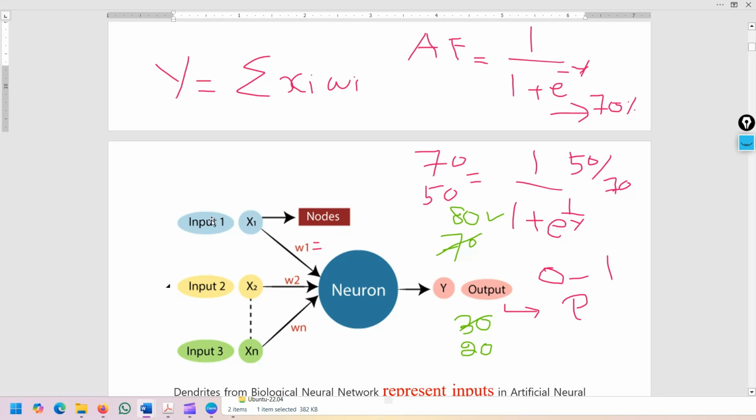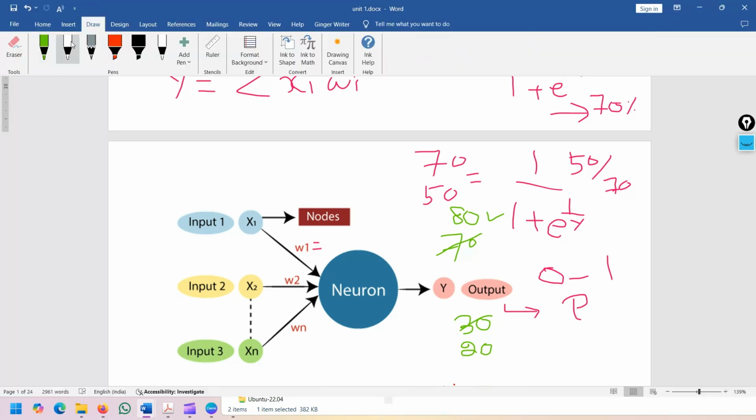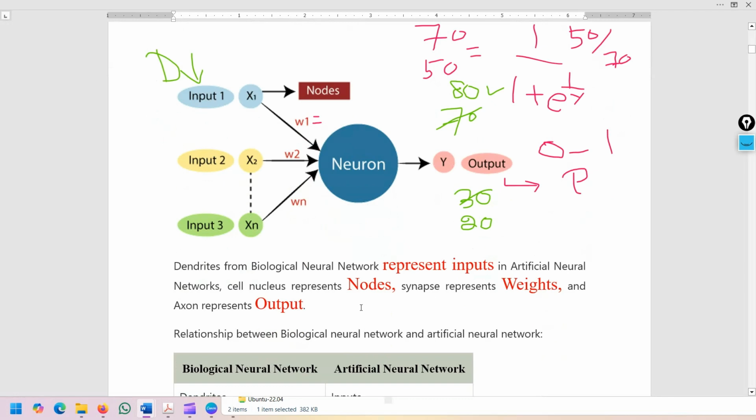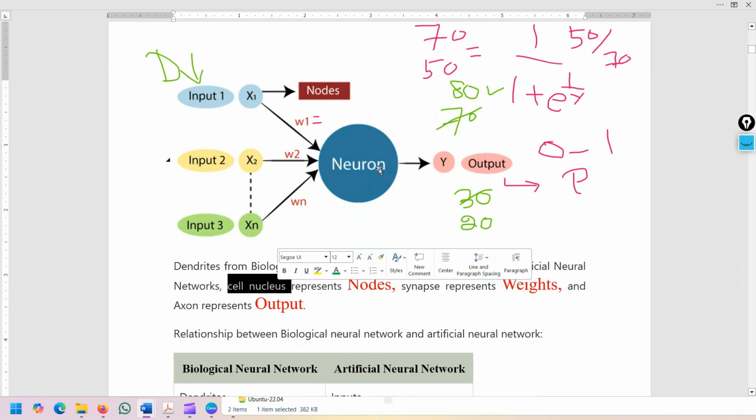Think about the dendrite value. Dendrite means the input value. Dendrite corresponds to the input. After that, we have to represent the four units. Dendrite is there, and this corresponds to the neuron. Okay, neurons are available. Then you have the nucleus. The cell nucleus is called the neuron.